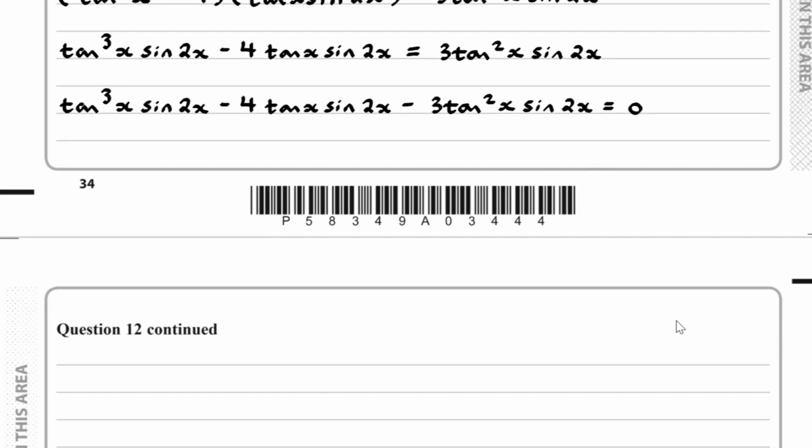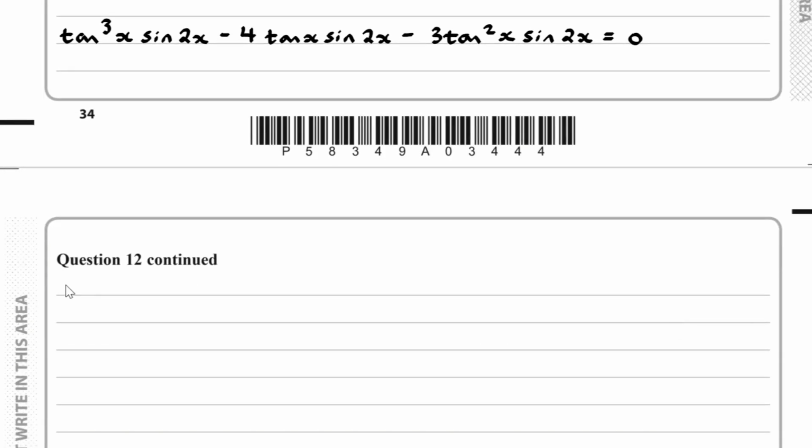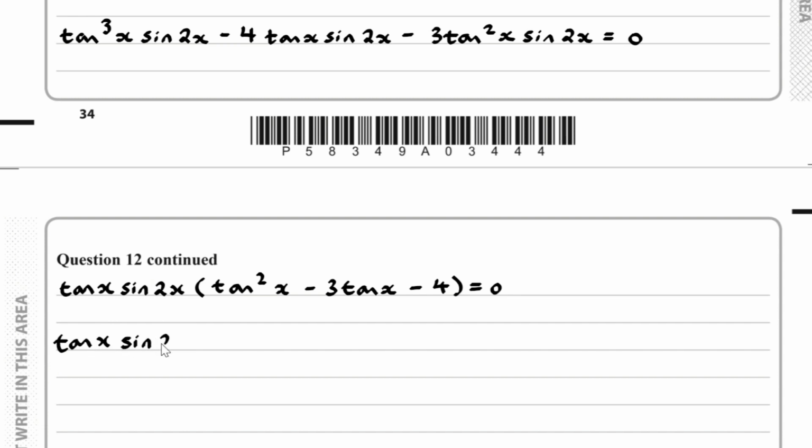So I can factorise out from each term a tan x and sin 2x. So I've got tan x sin 2x times by, well, I'd have tan squared x minus 3 tan x minus 4 equals 0. So I've got tan x sin 2x multiplied by, well, this I can factorise as tan x plus 1, and then here I've got tan x minus 4, and all of this is equal to 0.